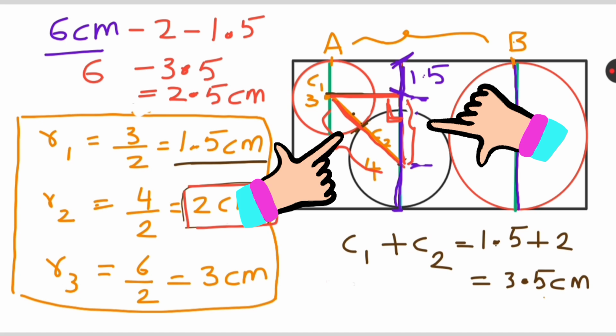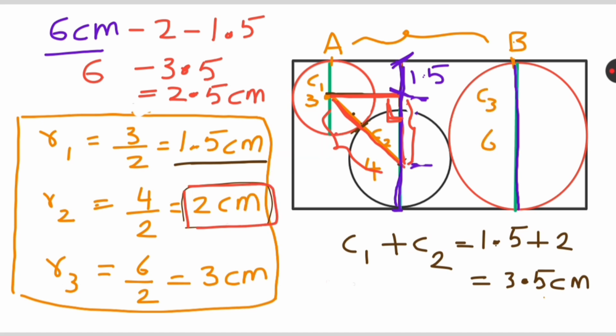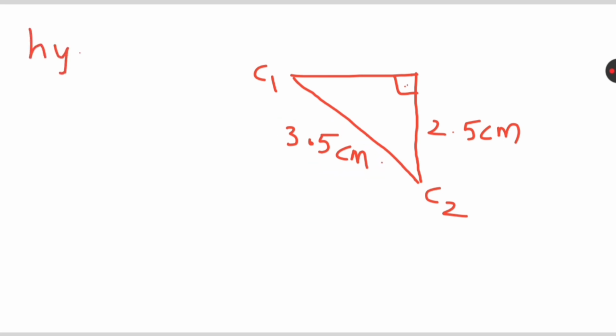That means this is the triangle. Now I am drawing the same triangle here. This is C1 and this is C2. The total distance is 3.5 centimeters, isn't it? And just now we found this distance is 2.5 centimeters. So this is the right angle triangle. This is the angle, and the side opposite the right angle is the hypotenuse, so our hypotenuse is 3.5. It is a right angle triangle, so we can use the Pythagorean theorem here. What is the formula for the Pythagorean theorem? The formula is hypotenuse squared equals adjacent side squared plus opposite side squared.